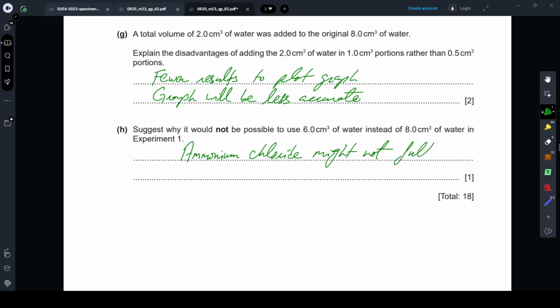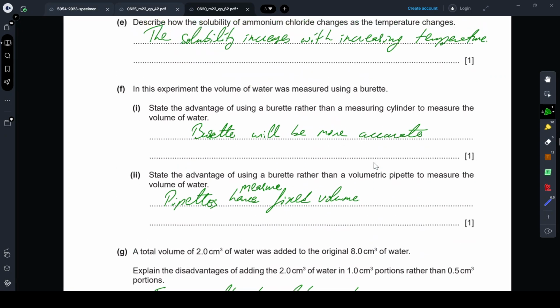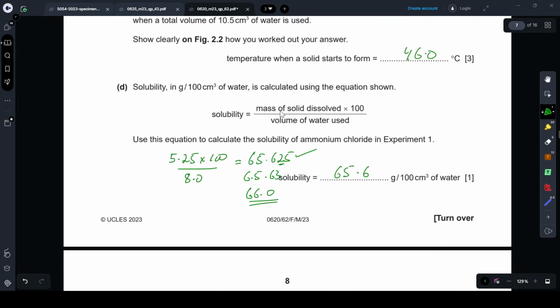Or better yet, it might not fully dissolve. Right, because again, solubilities are given per 100 centimeter cube. So that's like a standard. Obviously, how much solute a solvent can dissolve depends on the volume of the solvent used. If there's less solvent, then obviously it's not going to be able to dissolve as much.